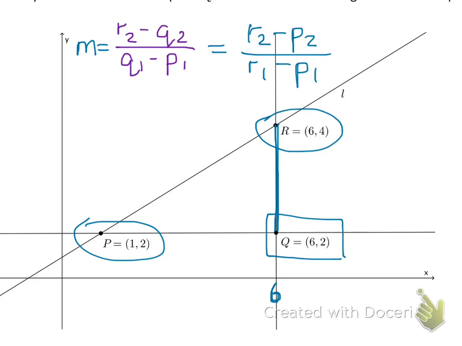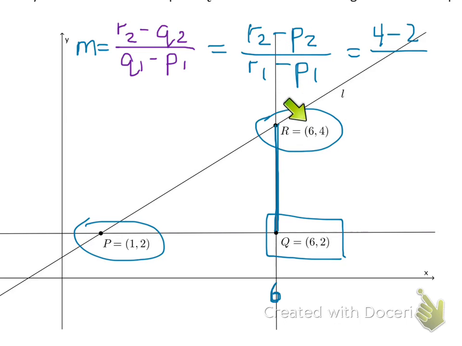And I have R2 minus P2 divided by R1 minus P1. So let's calculate that slope. So we have R2, which is right here. R2 is the y-coordinate of R, so that's 4. P2 is the y-coordinate of P, so that's 2.